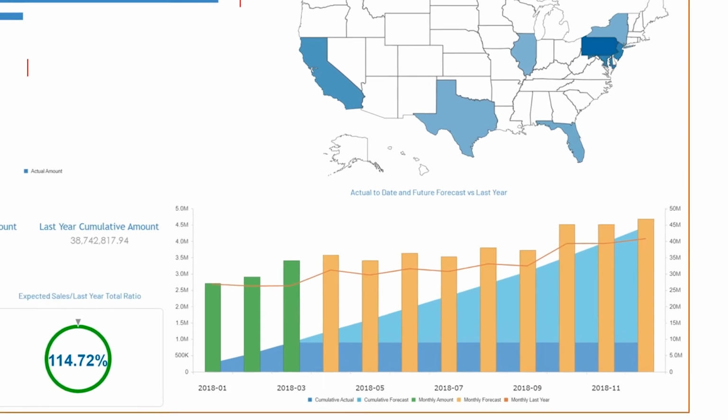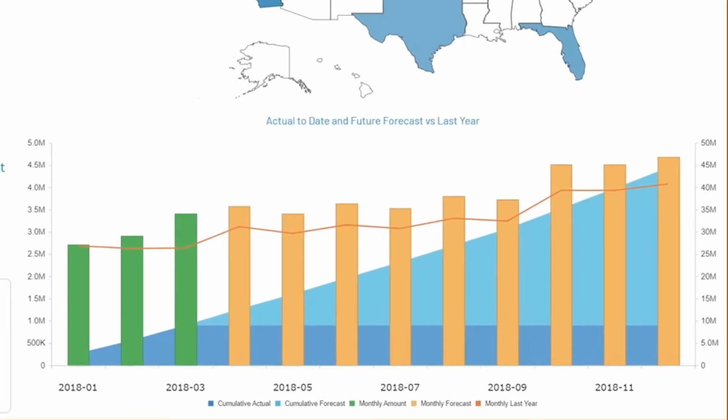The graph below that is so rich. You can see many different things out here. You can see the cumulative performance, which is really the area. So you can see the dark blue for the actual performance and the light blue for the forecast. You can see the monthly performance, which are the bars.